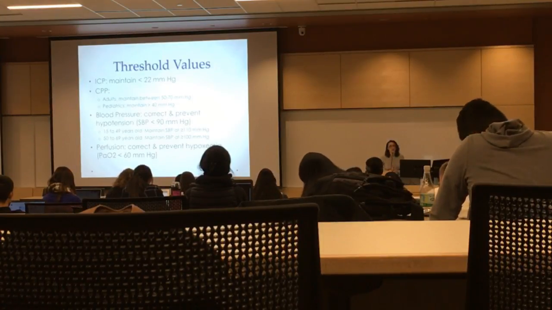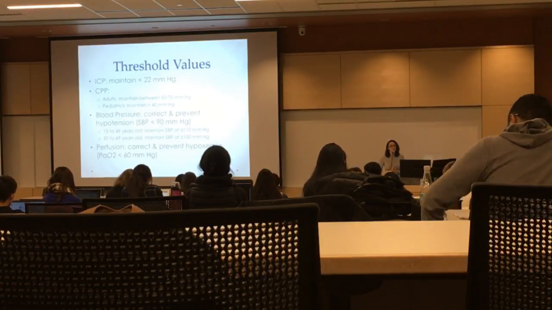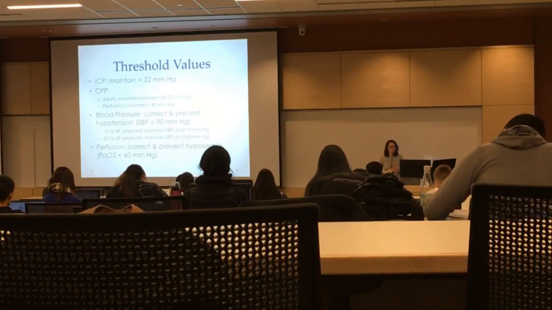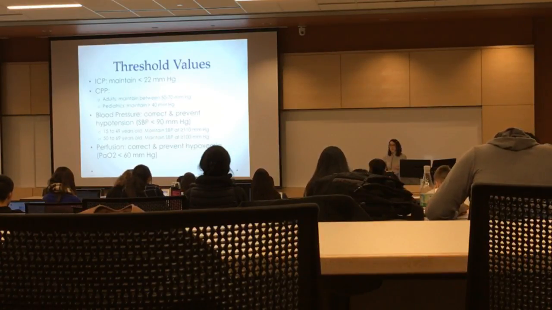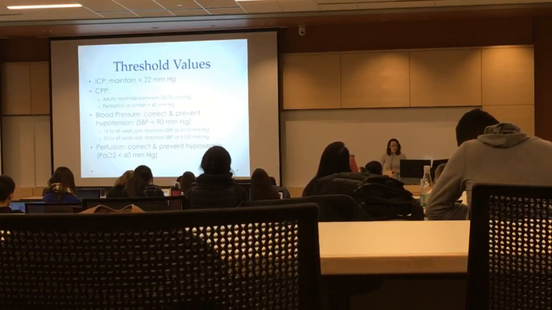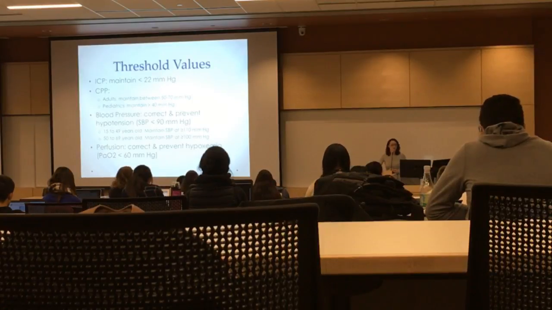In terms of our perfusion, we want to maintain adults somewhere between 50 to 70, and in children, we want to make sure that it's always greater than 40. Also remember, blood pressure plays a big role in our CPP, so we want to make sure that our systolic blood pressure doesn't drop too much. So we want to correct and prevent any episodes of hypotension. For our younger patients, we want to keep their systolic blood pressure 110 or higher. For our older patients, 50 or higher, we want to keep it 100 or higher.